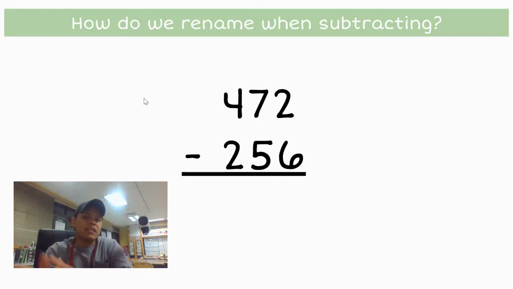So before we get into subtracting mixed numbers, let's go over how we rename whenever we subtract. This is something that I have noticed a lot of fourth graders forget to do when they're subtracting whole numbers like 472 minus 256. You start with the smallest place value. Right here, it's the ones place.